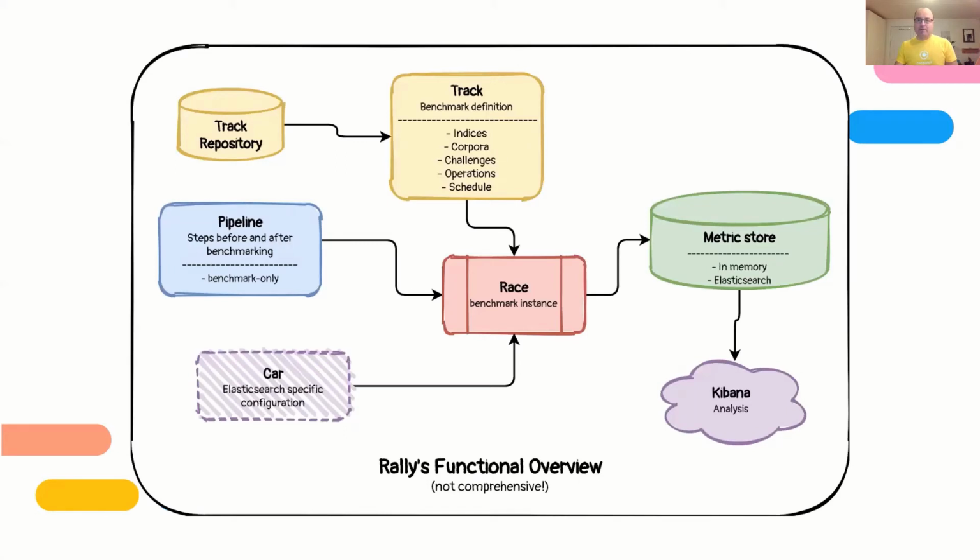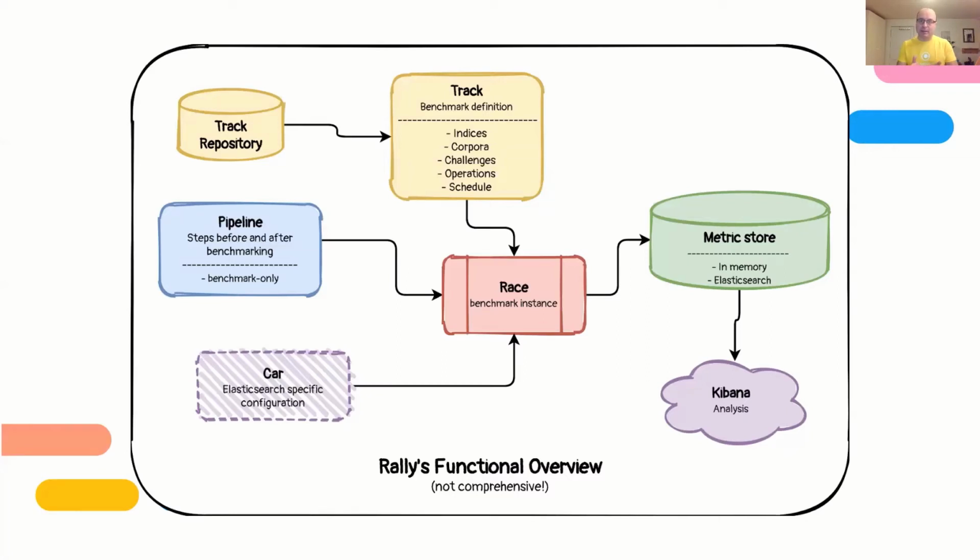Here's a functional overview of Rally. And this is by no means comprehensive, because I'm hiding a bit of complexity for you. So this is just the components that we are going to need in order to create a custom track. If you look at the center of the chart, you'll see that everything goes around the concept of a race. And yes, Rally borrows concepts from the domain of racing, so everything has to do something with racing. So a race is a benchmark instance. And the definition of the benchmark is done in something called a track.